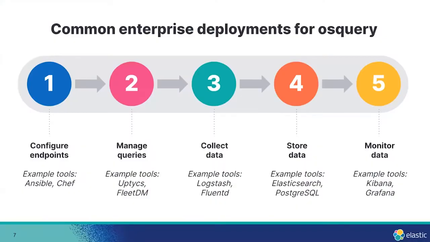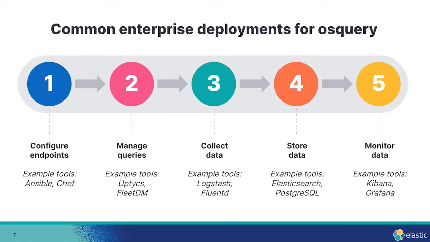First, you need to configure all of your endpoints. That includes both initial setup to deploy and configure osquery across the environment, as well as maintenance over time, for example, to update osquery when a new version is available. That can be automated with tools like Ansible or Chef. Number 2, you need a way to manage what queries are being run on those endpoints, whether it's running live queries or scheduling queries. There are a bunch of tools to help with this one too, like Uptycs or FleetDM.